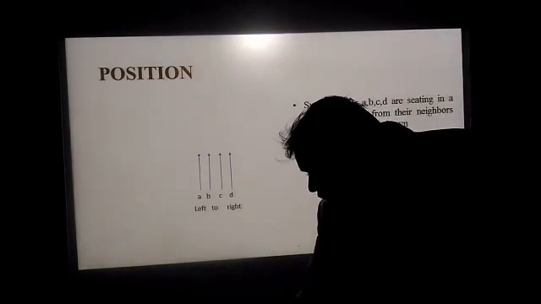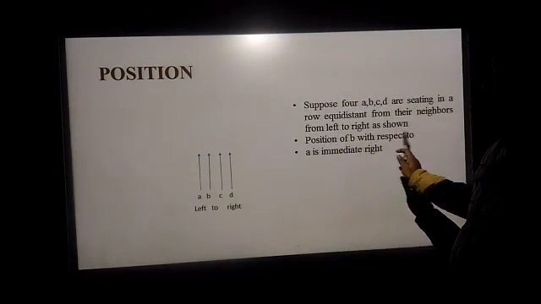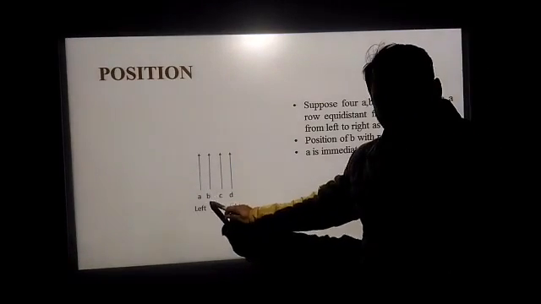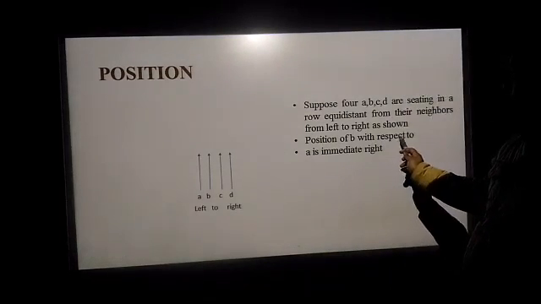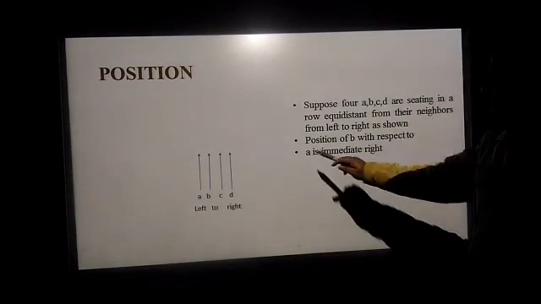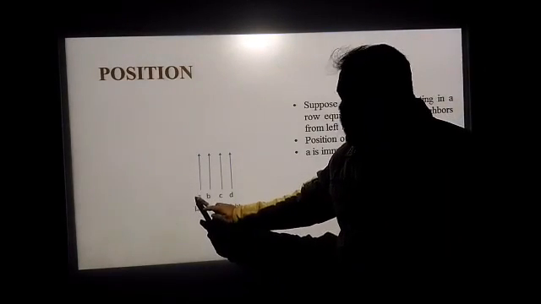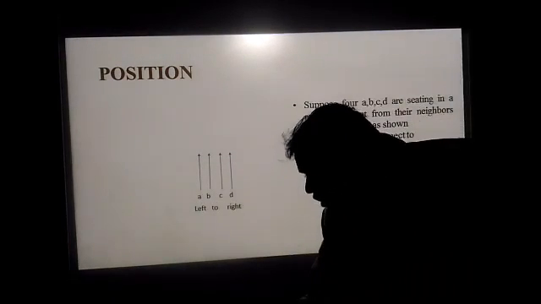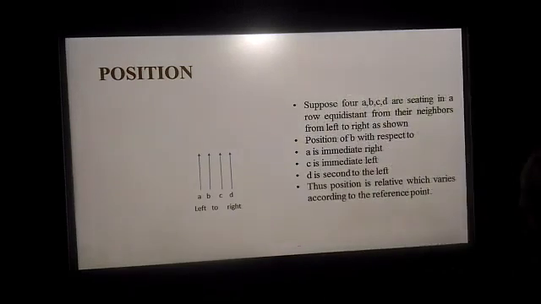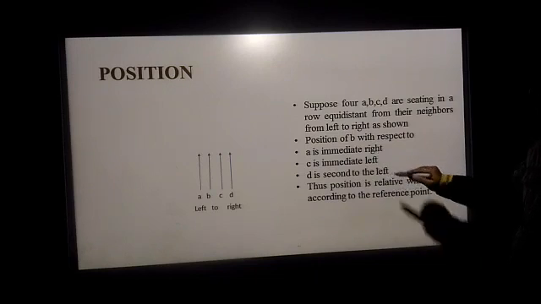Now I am going to ask about the position of B with respect to A, C, and D in subsequent manner. What is the position of B with respect to A? It is immediate right. There is A, and to the immediate right of A, B is sitting. Subsequently, C is immediate left of B, and D is the second to the left.